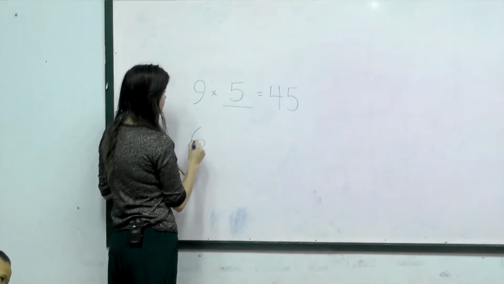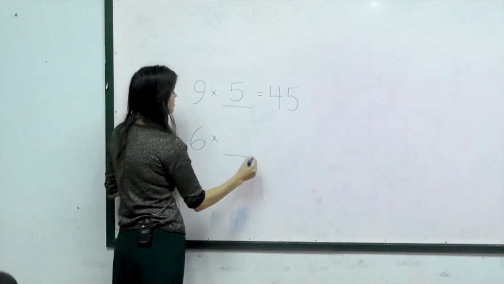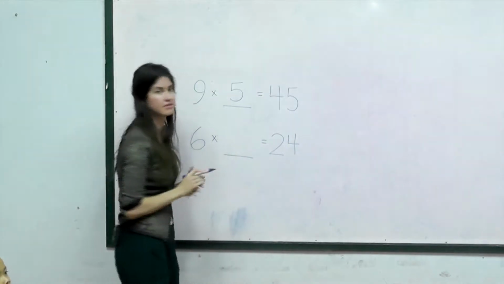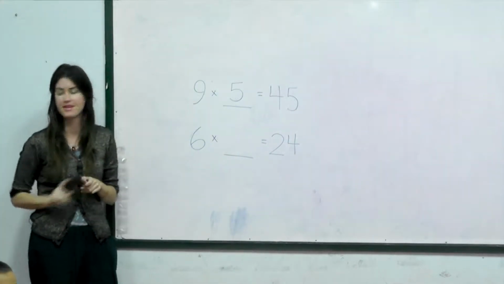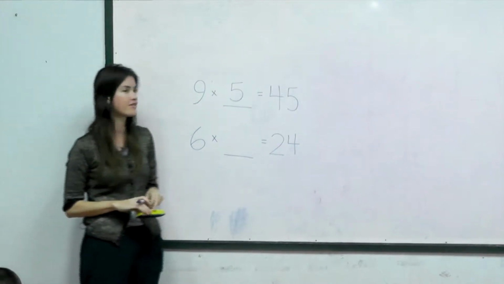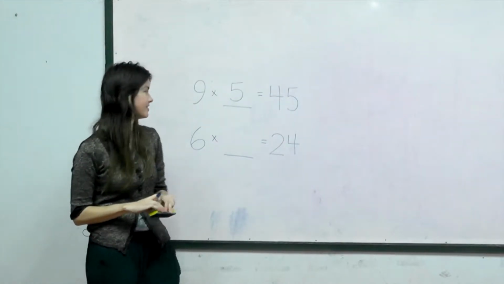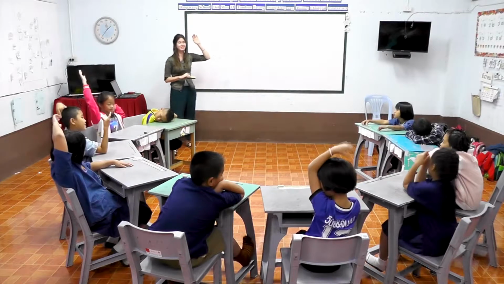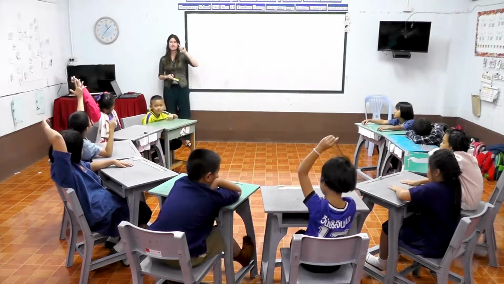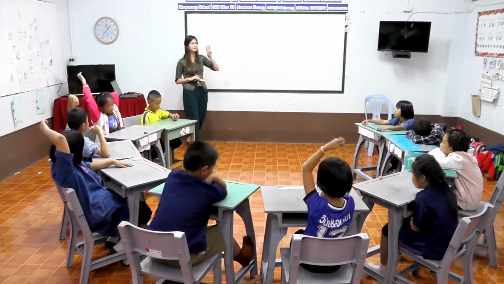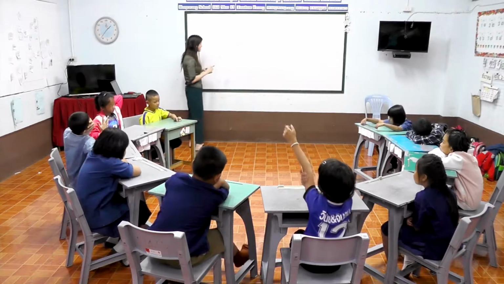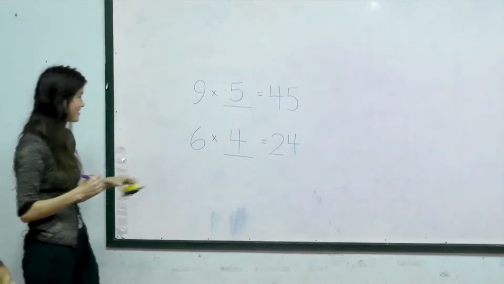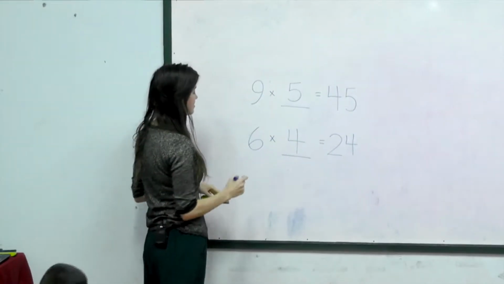6 times what number will give us 24? 6 times what number will give us 24? Raise your hand when you have an idea. 1, 2, 3, 4. Yeah, great job. 6 times 4. Isn't that funny? 6 times 4 gives us 24.